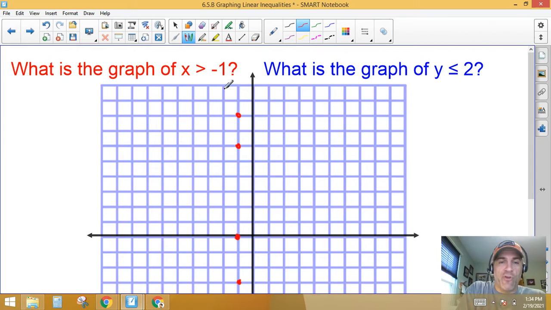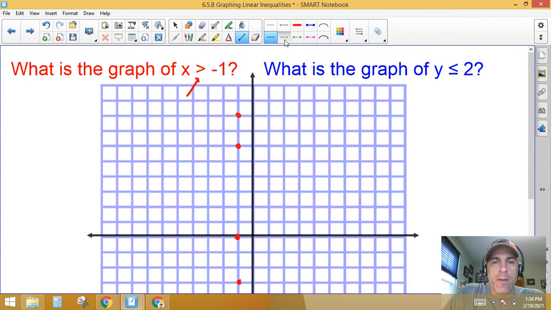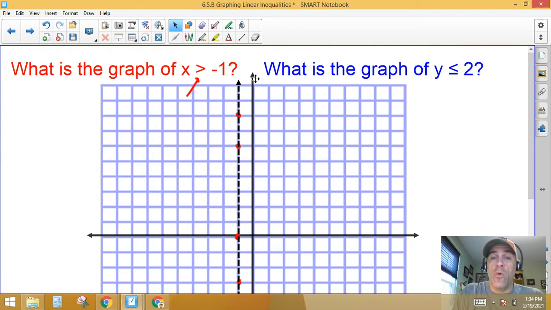But now I'm not just going to draw my line. I have to look at my inequality sign. It is a greater than, not greater than or equal to, greater than. So does that mean solid or dashed? That does mean dashed. So I'm going to get my line tool and make a dashed line right along where x is equal to -1. That's where I'm making my line, even though I now have to show that x is greater than that.